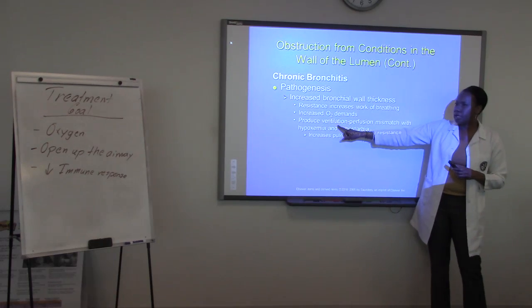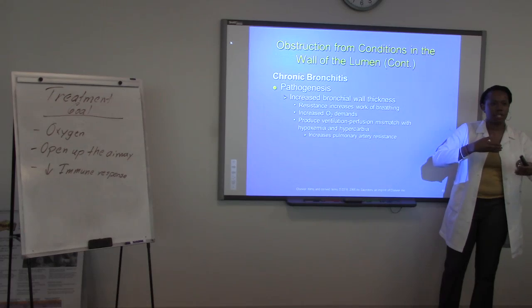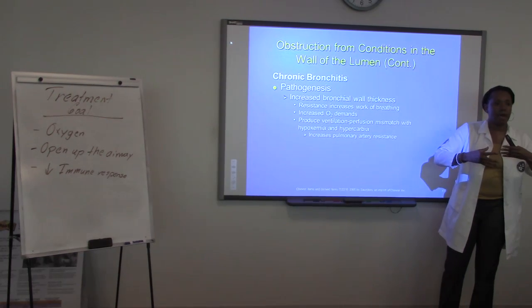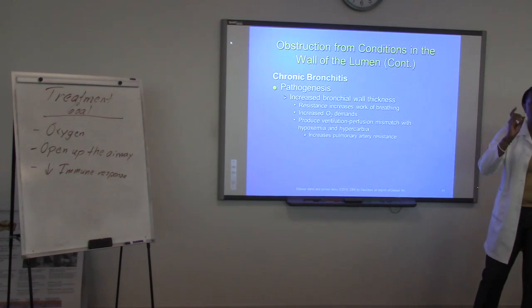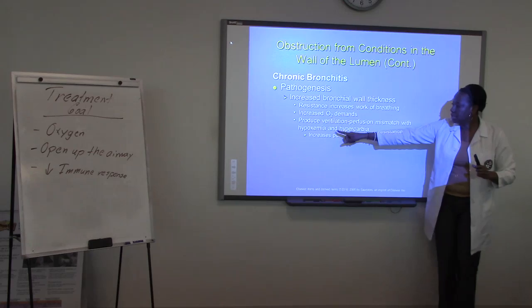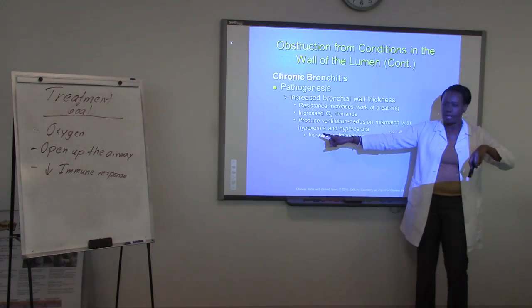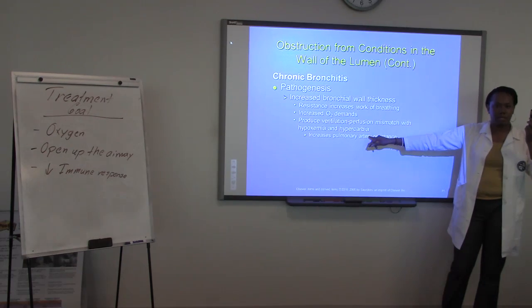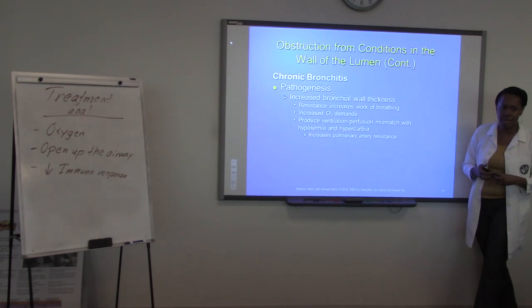So ventilation perfusion mismatch, meaning that when we talk about the gas exchange that's supposed to occur across the alveolar membrane, that's not happening. Or I should say it's happening improperly, which means that it will lead into a hypoxemia, decreased oxygen, and a hypercapnia, increased carbon dioxide. So hypercapnia, increased carbon dioxide.